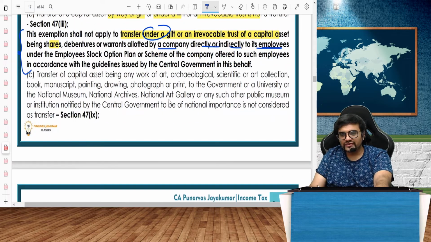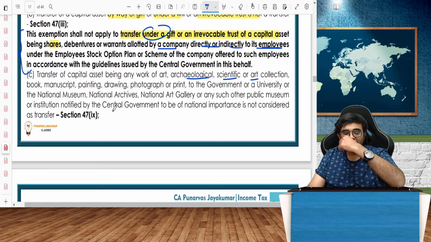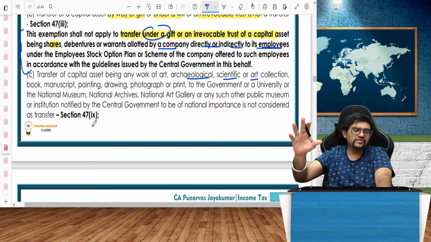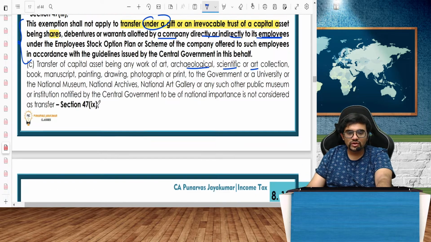Then work of art, archaeological collection, all these things are not a transfer. If I give it to a national gallery, or to a National Geographic Museum, I will go give it there. You please keep this work of art. Picasso, PJ's great grandfather was Picasso. You please keep it. That fellow will commit suicide there only, seeing that amazing picture, right? So that is what we have to see.